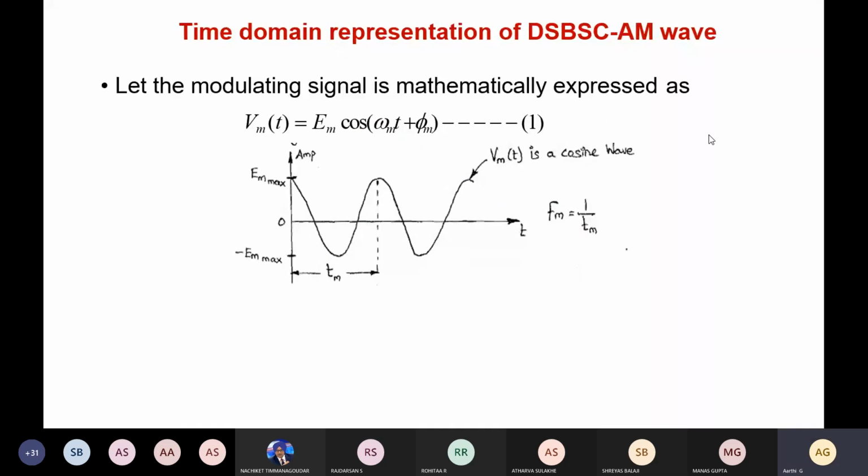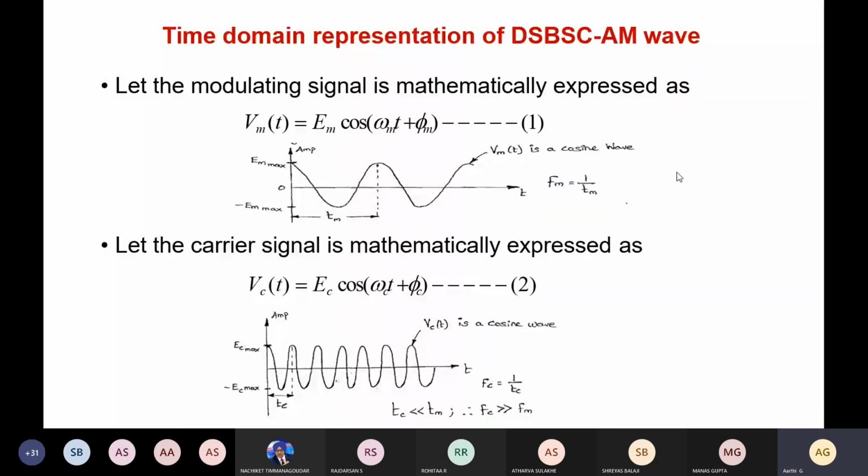This is the modulating signal. Let the modulating signal be mathematically expressed as Vm(t) = Em cos(ωm t + φm). Here we are expressing the message signal, or the modulating signal, instantaneously, in terms of time. We have the maximum amplitude Em max, and the minimum amplitude, the positive and the negative peaks. This is simply a cosine wave, Vm(t), varying with time. The frequency fm equals 1/Tm.